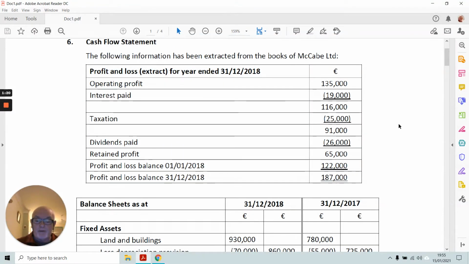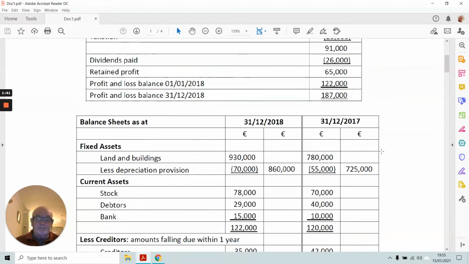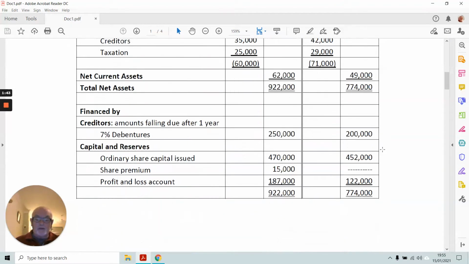So our profit after tax then is 91,000. We're giving our shareholders 26,000 in dividends, so the retained profits, the profits we've hung on to, are 65,000, to which we're adding the profit we had left over since previous years of 122. So our closing P&L balance is 187. You can see it down here in our balance sheet. The closing P&L balance is 187,000. It was 122 last year.